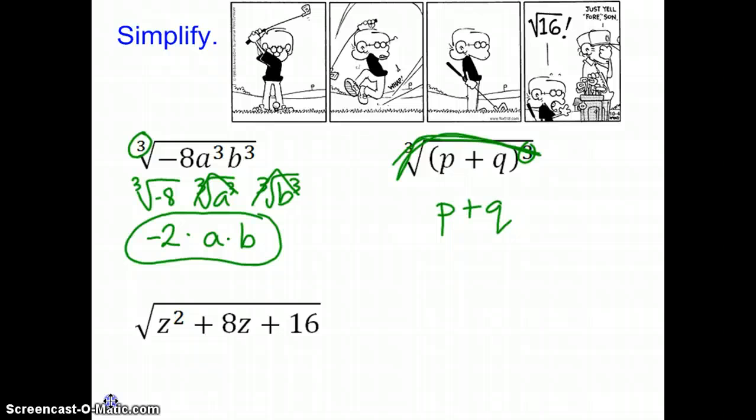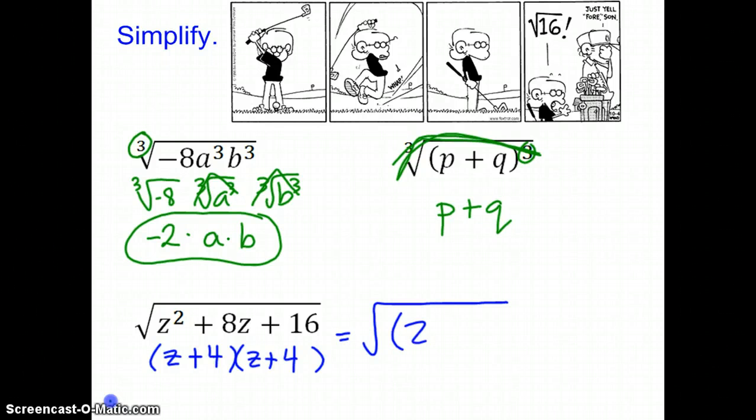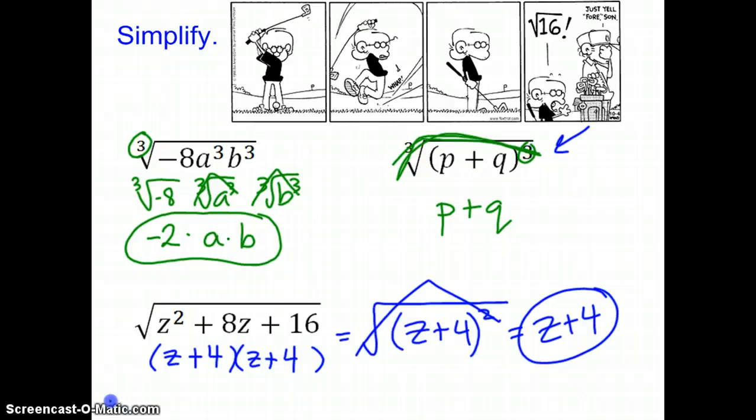This last one's a little bit trickier, but still within our skill range. What you're going to need to do is factor. We know this breaks into z and z. Factors of 16 that add up to 8 would be 4 and 4. So really, I could write this as the square root of z plus 4 squared. And just like this one right up here, those are going to cancel out. Your answer is simply z plus 4. Not too difficult at all.